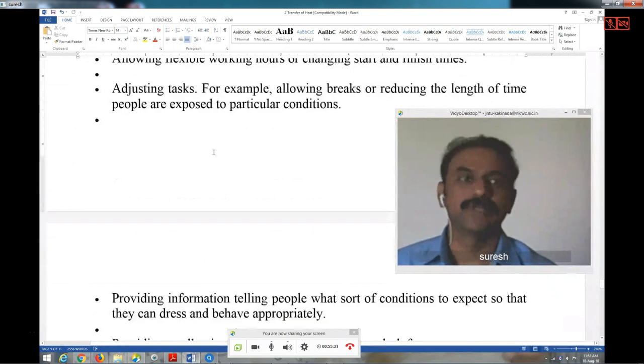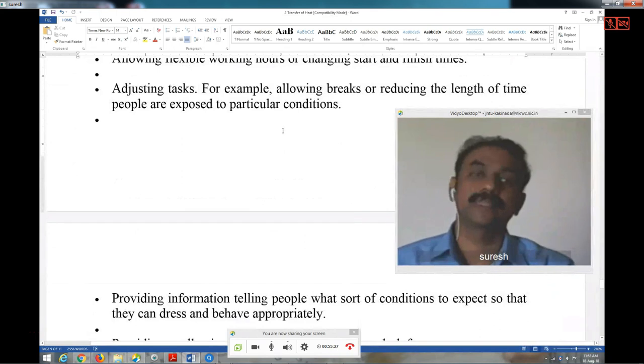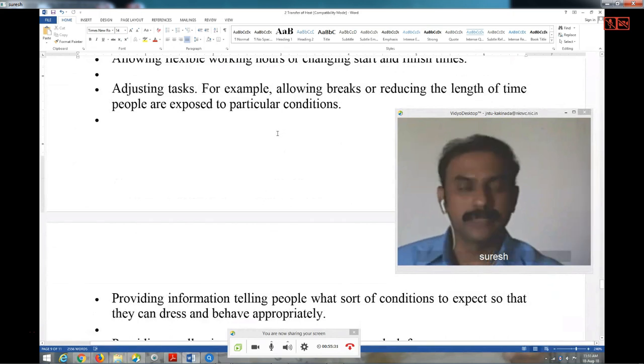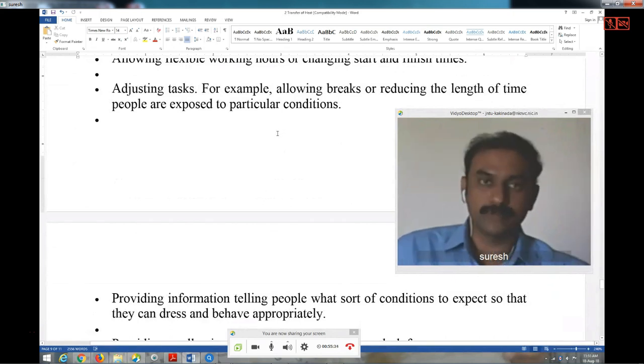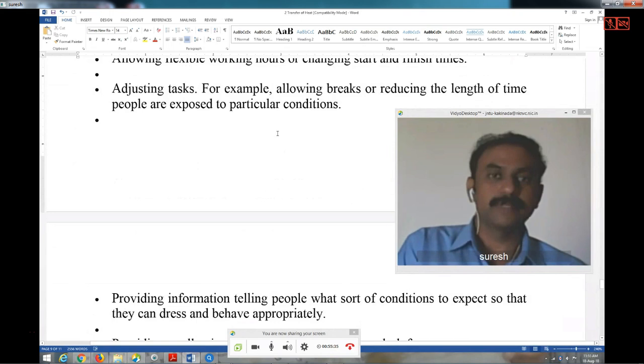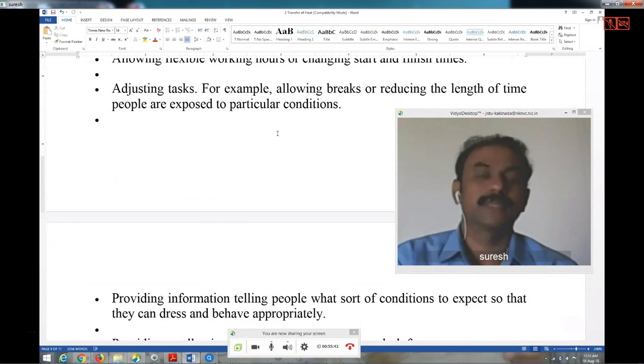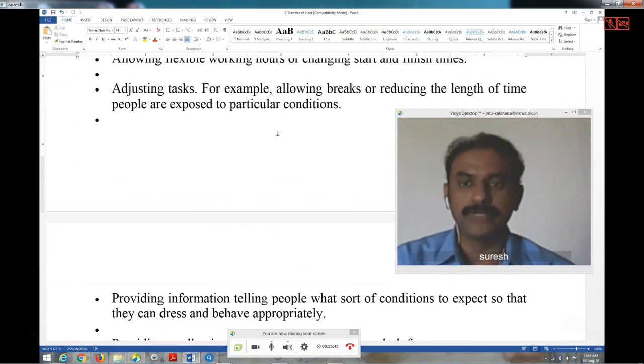Adjusting the tasks. For example, allowing breaks or reducing the length of time people are exposed to particular conditions. If some persons are working exposed to atmospheric conditions, depending upon the weather, we may give them some relaxation time to have a break, so that their body does not feel discomfort because of these environmental aspects. That is to be provided in work periods.